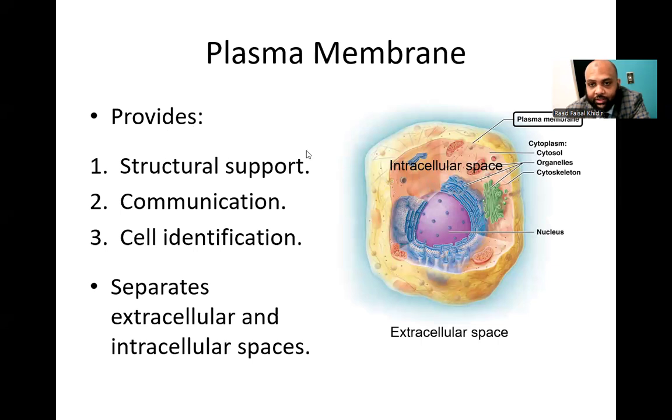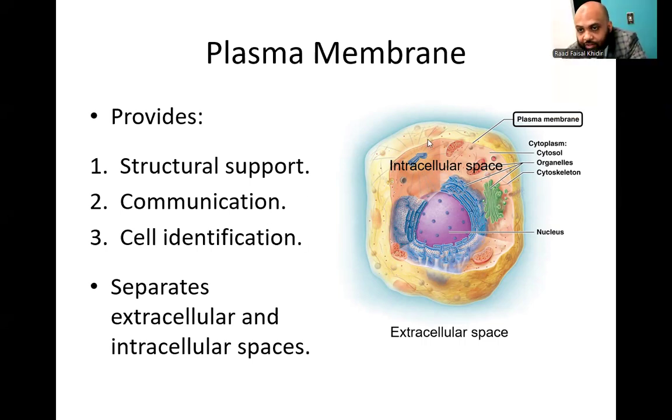The plasma membrane provides structural support, communication, and cell identification. And we learned about the glycocalyx, that at the surface of the plasma membrane you have this very important layer of sugars that are attached to proteins known as glycoproteins and also glycolipids. What do we call the set of glycoproteins and glycolipids on the surface of the cell membrane? The glycocalyx. Excellent. And that is important for cell identification and immunosurveillance.